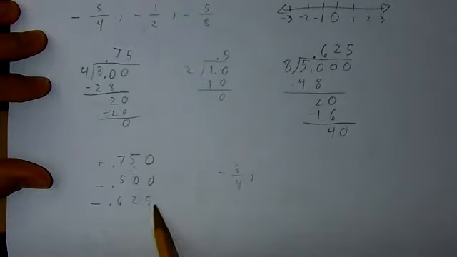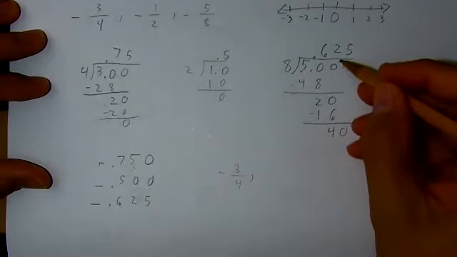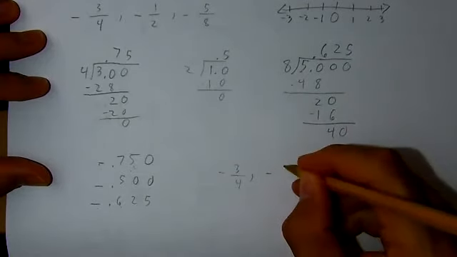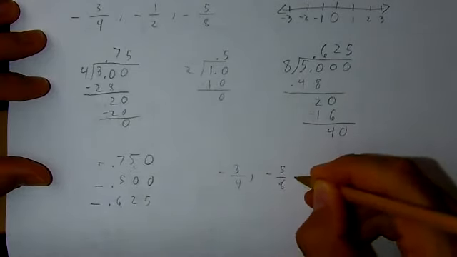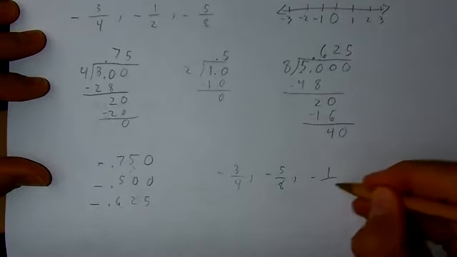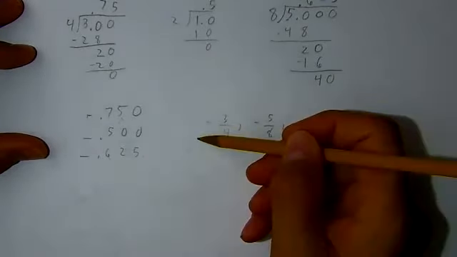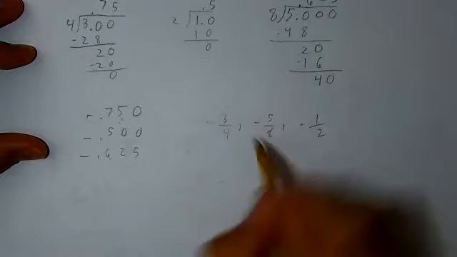Normally 0.625 would be bigger than 0.5, but since it's negative, that makes it smaller than 0.5. So your next smallest number is -5/8. And then that leaves -1/2. So your numbers should go least to greatest this way, basically, because they're negative instead of going the other way.